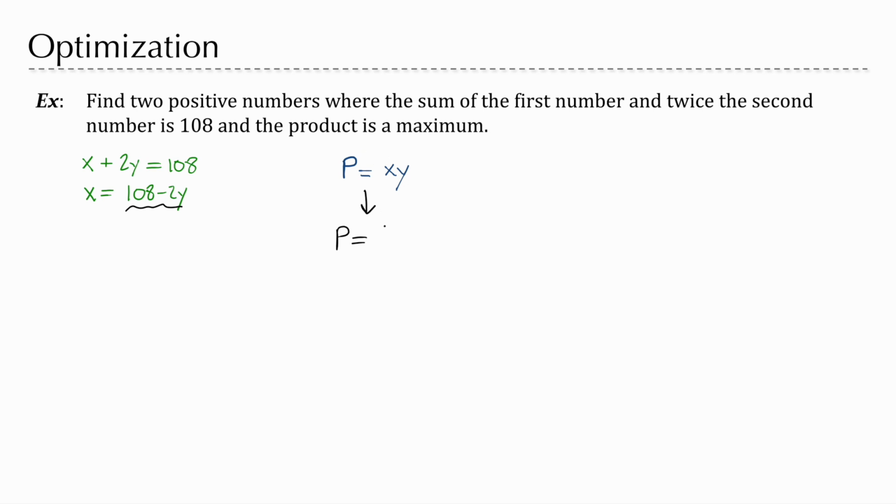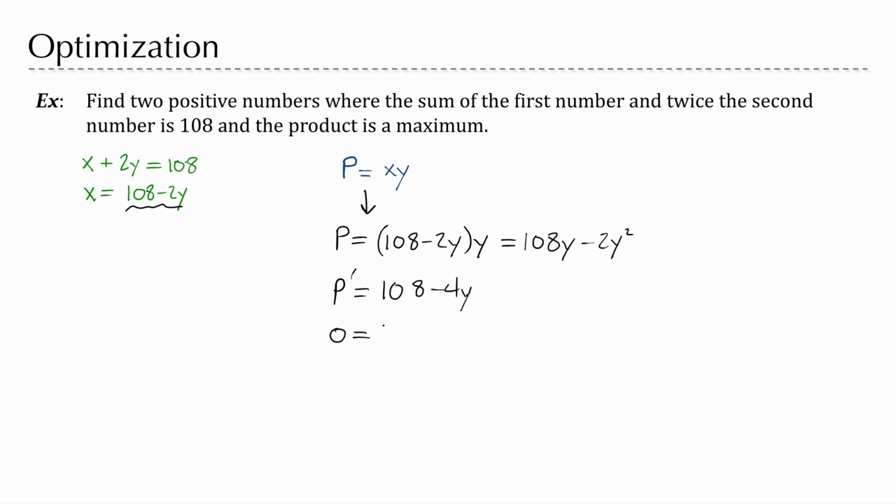So by doing that, what's going to happen is instead of writing X, we have 108 minus 2Y and multiply times Y. Now we can, of course, clean this up a little bit, because we're going to find the derivative. So if I distribute, we'll get 108Y minus 2Y squared. Of course, if we're looking to find the maximum value of this, we want to look for its critical number. Okay, so in this case, if we find the derivative, we're going to solve that for 0. So P prime is going to equal 108 minus 4y.